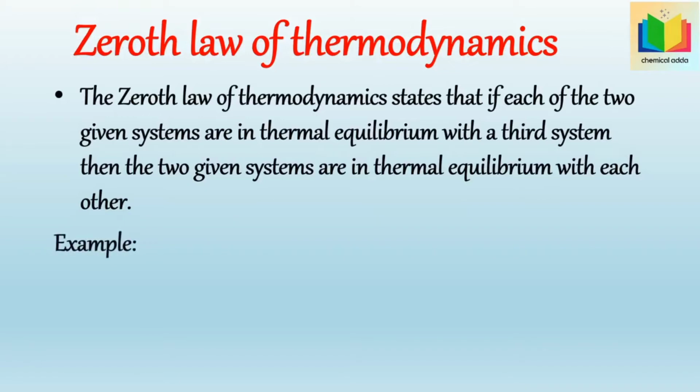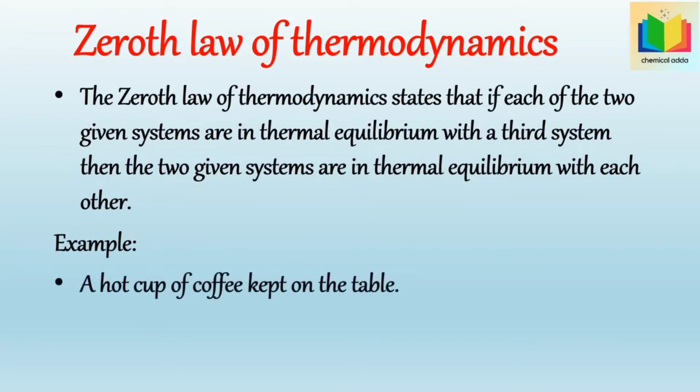Example: a hot cup of coffee kept on the table. At first, a hot cup of coffee is not in equilibrium with its surroundings, because its temperature is higher than the surroundings, so it will be cooling off, and its temperature will be decreasing. But once its temperature stops decreasing, it will be at room temperature, and it will be in thermal equilibrium with its surroundings.